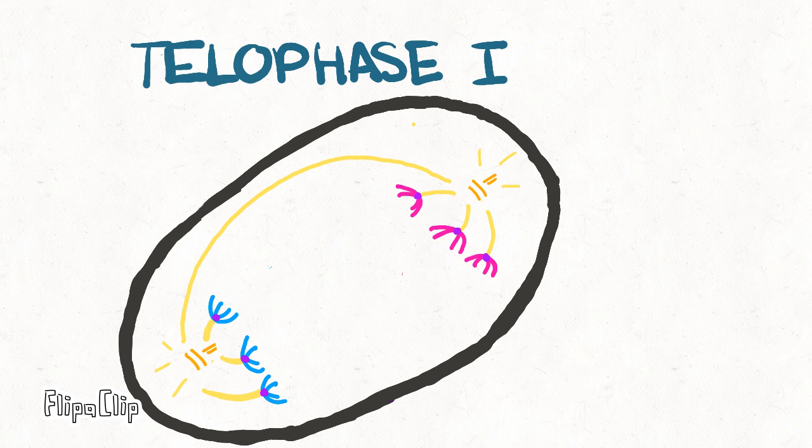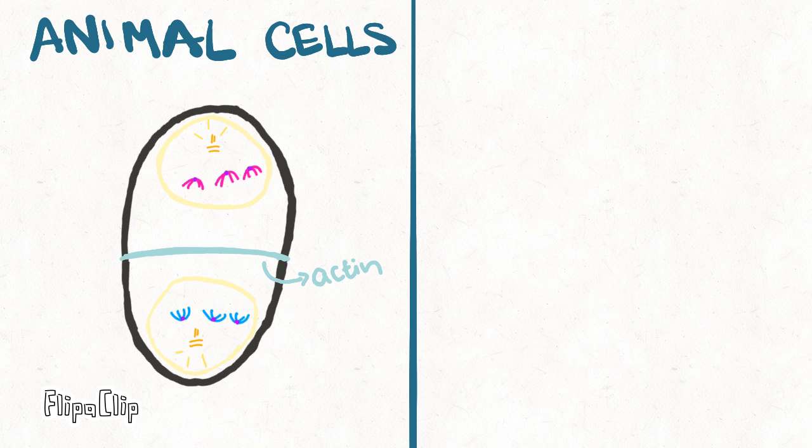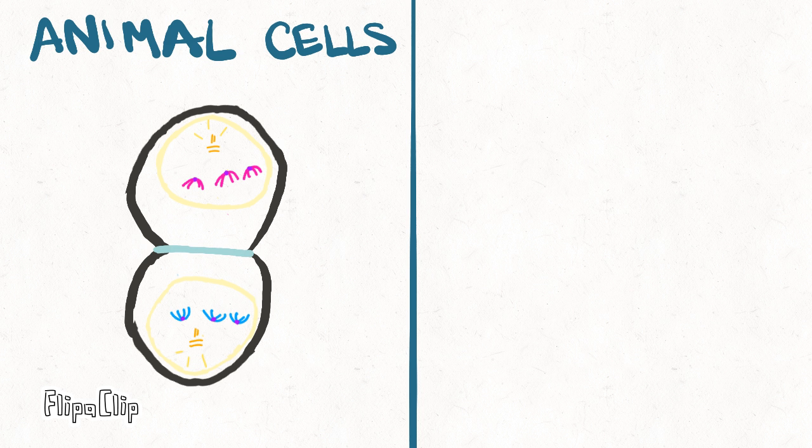In telophase 1, new nuclear membranes form around each cluster of chromosomes as they uncoil inside of the nuclear membranes. Animal cells lay down a constricting ring made of actin between the 2 nuclei. This contracts and creates a dent in the cytoplasm called the cleavage furrow. In cytokinesis, the actin ring pinches off the cytoplasm between the 2 nuclei, creating 2 new cells.